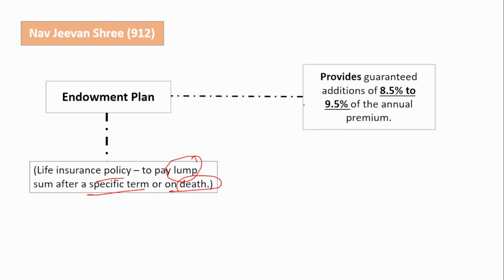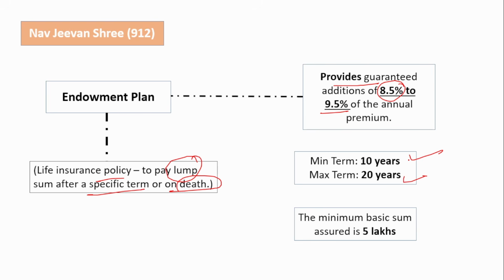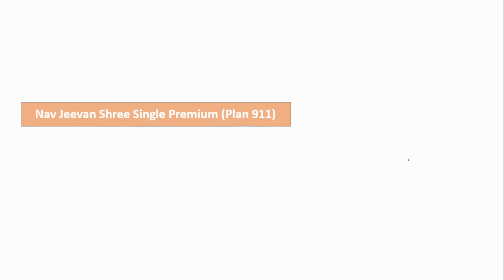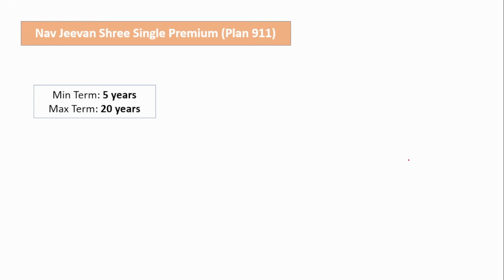So this Nav Jeevan Shri is an endowment plan. It provides guaranteed additions of 8.5% to 9.5% of the annual premium. So if you have paid a premium of 1000 rupees, then the minimum guaranteed return that you get is somewhere between 8.5 to 9.5%. The minimum tenure under this plan is 10 years and the maximum tenure is 20 years. The minimum basic sum assured is 5 lakhs. Next plan is Nav Jeevan Shri Single Premium. Here the minimum tenure is 5 years, the maximum tenure is 20 years, and the minimum basic sum assured is 1 lakh. In the previous case we saw it was 5 lakh, right? But here it is lesser, that is only 1 lakh.